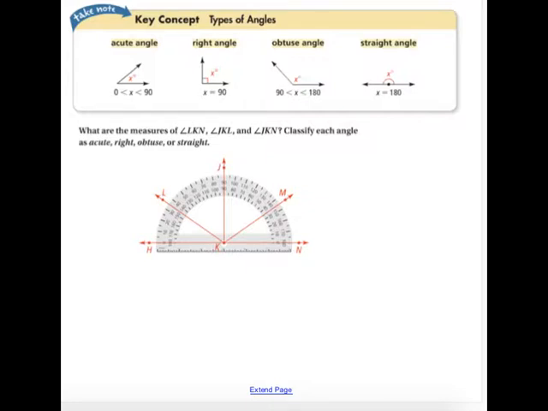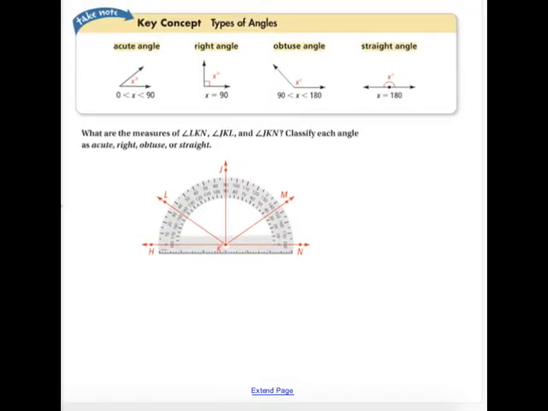Alright, so our types of angles. We've got acute angles. If an angle is less than 90 degrees, it is an acute angle. If an angle is exactly 90 degrees, it is a right angle. If it's between 90 and 180, not including those two, so like 89.9 and 179.9, that would be obtuse. If it is exactly 180 degrees, we call it a straight angle, also a line.